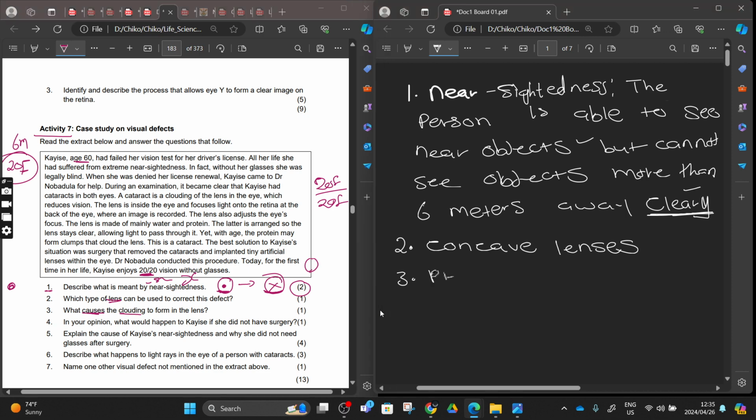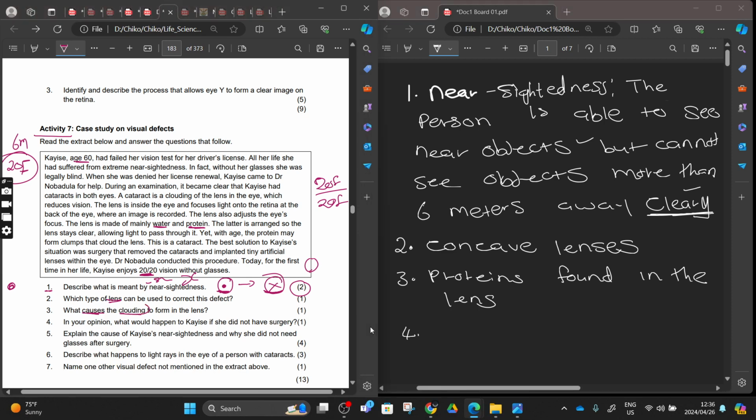This will be the proteins. Yes, proteins, right? Where? We can say proteins found in the lens, because the lens is made out of protein and water, right? So these proteins inside the lens, they cause this clouding, right? You'll agree with me, right?